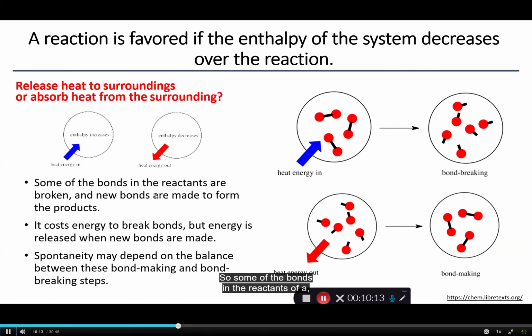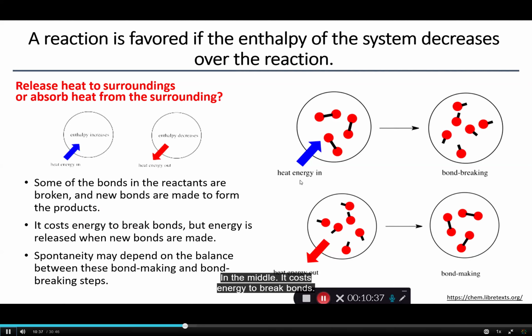So some of the bonds in the reactants of a chemical reaction, so everything on the left side of an equation, are broken, and then new bonds are made to form the products. So here we have to break a bond, and then we have to reform bonds to make products. And so this would be the product, and these are the reactants here. And this would be some kind of transitional state in the middle.